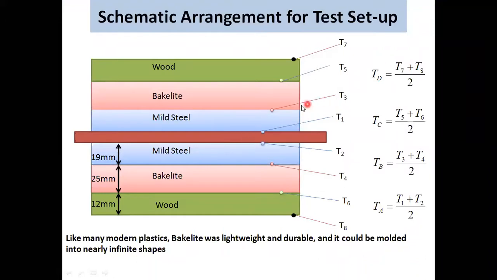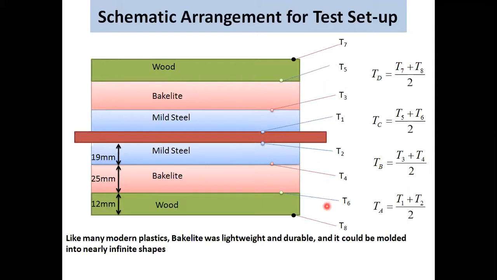Similarly, the T3 thermocouple is placed between mild steel and bakelite, and in the same way on the below side also T4 measures between the mild steel and bakelite. So if you average this T3 and T4, (T3 + T4)/2, it will give you the TB temperature. So TB temperature is basically after mild steel. Here also TB temperature is after mild steel. So these two temperatures, TA and TB, indicate before and after mild steel. So that is the temperature gradient across the mild steel.